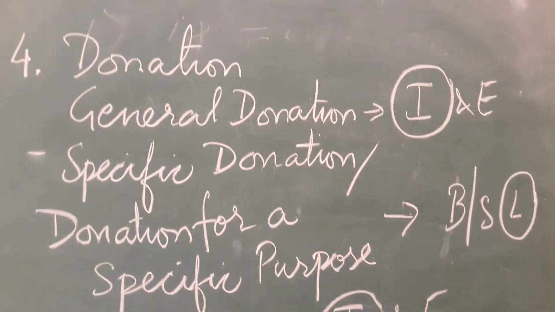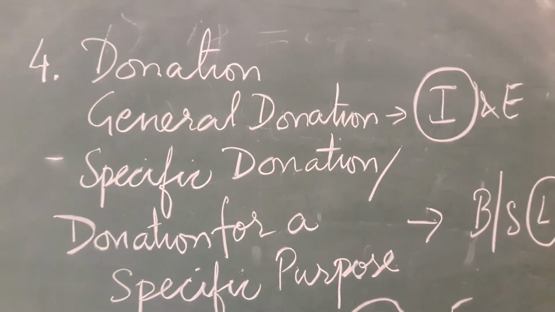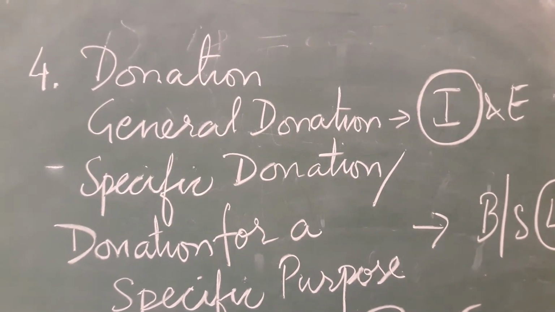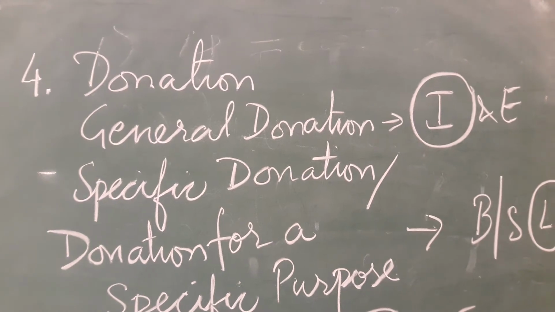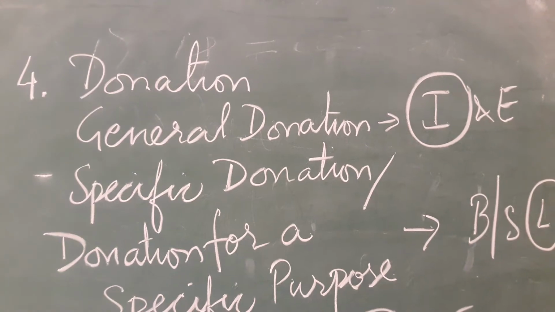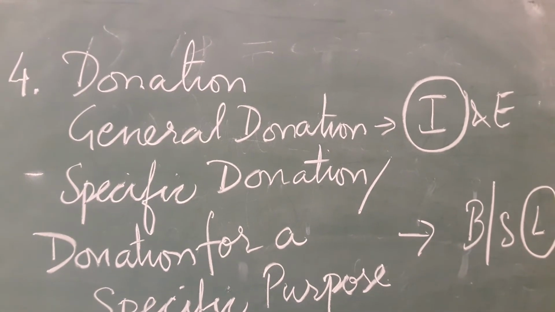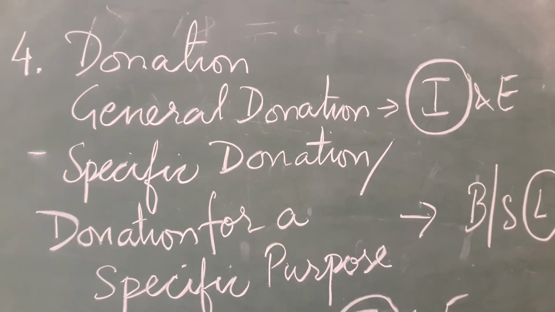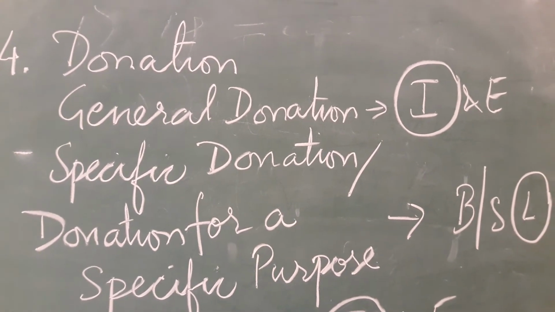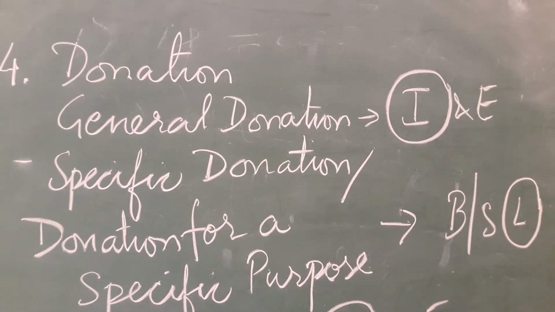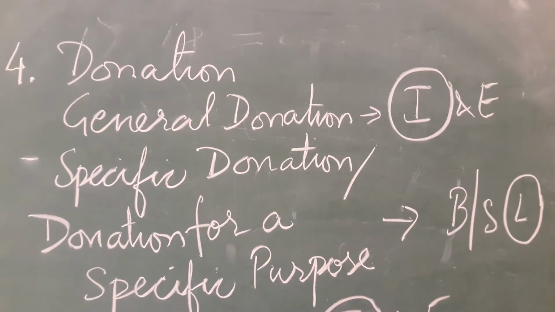We move on to the fourth one, donation. You can see I have shown you two types of donation. If it is a general donation, nothing else is mentioned, no specific purpose is mentioned, it will be shown in the income and expenditure account on the income side. But the minute they say that the donation is for a specific purpose, it's a special donation, specific donation, then it will not be shown in the income and expenditure account. It will be shown in the balance sheet on the liability side.